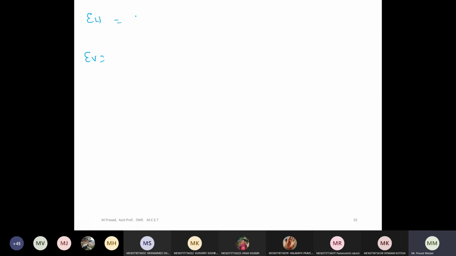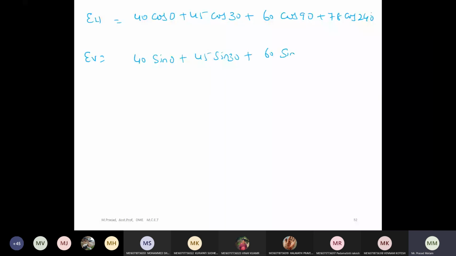M1 R1, I am getting it as 40 cos 0. Second one is 45. What is the second angle? 30 degrees. Third one is 60 cos 90 and fourth one is 78 cos 240. Similarly, vertical also: sin 0, 45 sin 30, 60 sin 90, 78 sin 240. Give me these values, dear students, fast.